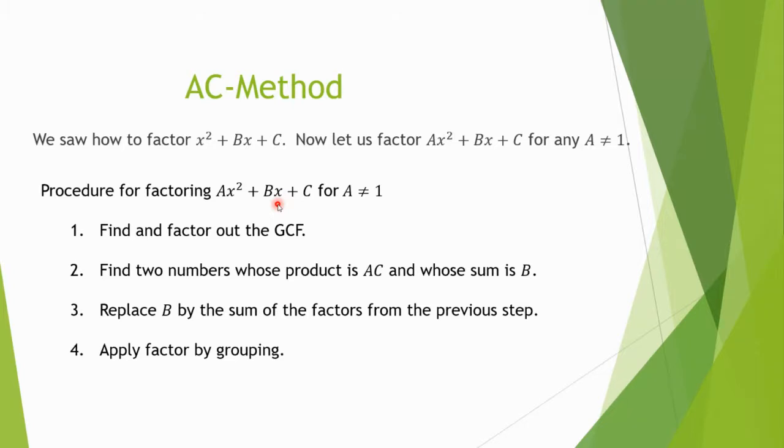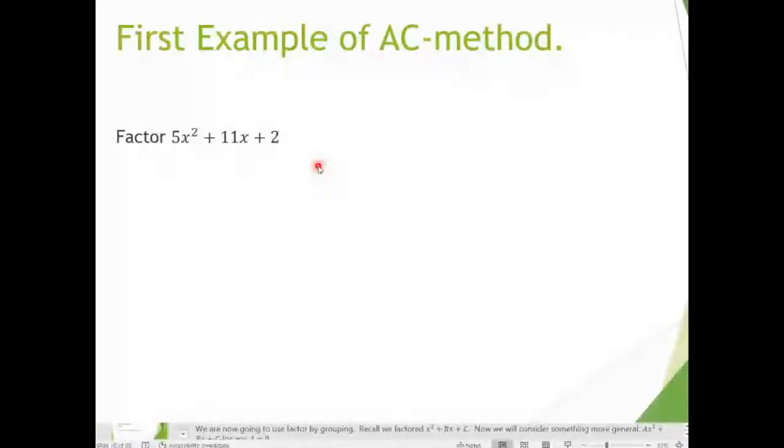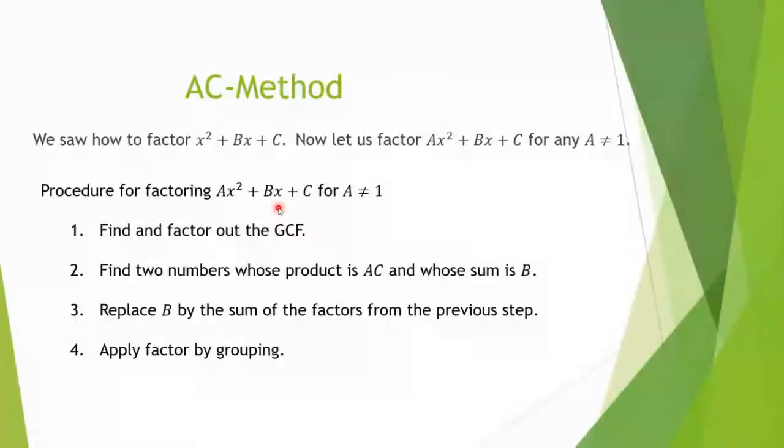Then you're going to replace b with that sum. And you'll see when we do some examples, in doing so, you're essentially converting this trinomial into one with 4 terms. So what do you do then? Factor by grouping. So essentially, we're going to convert this into a polynomial with 4 terms and apply factor by grouping. Okay, so that's the procedure.